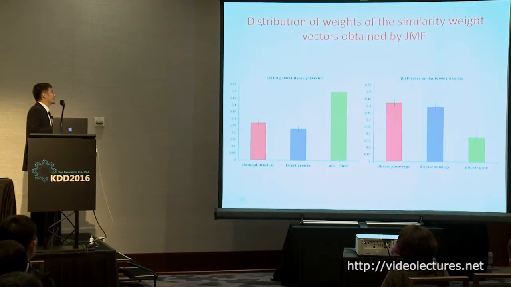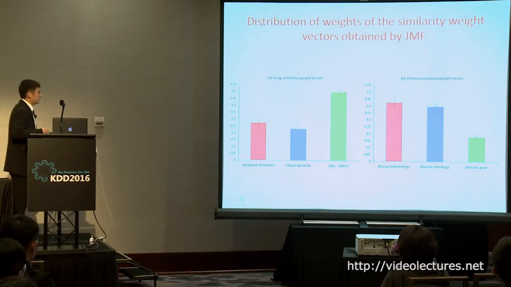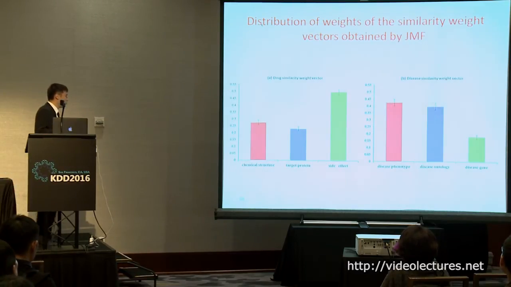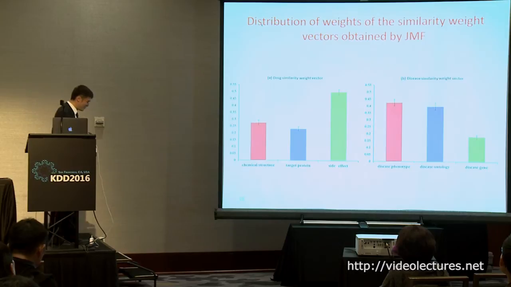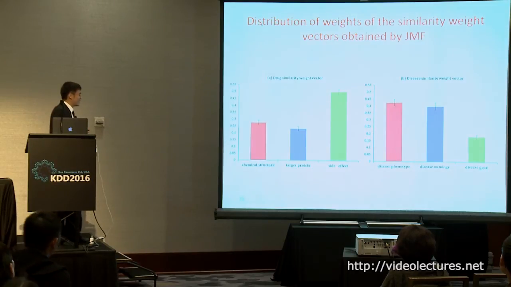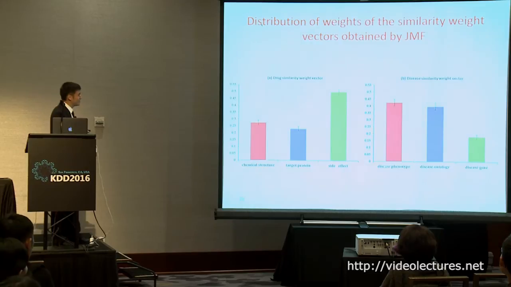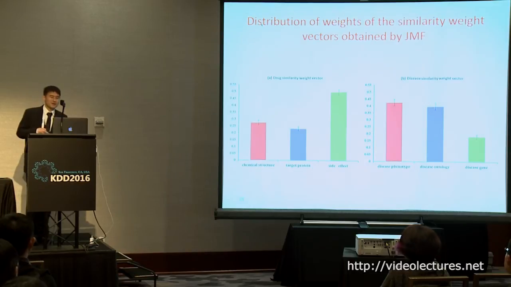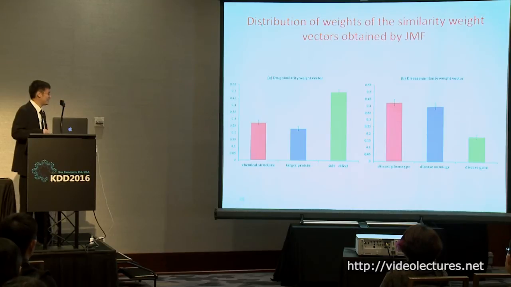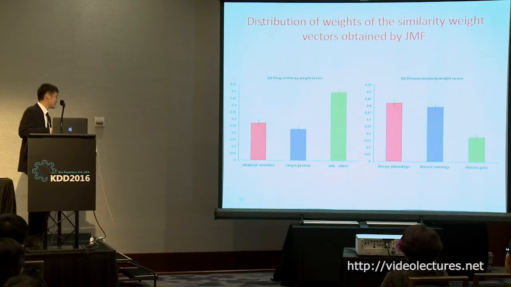And one byproduct of this methodology is that we can compare which data sources contribute more than the other resources. So this is an interesting part of the study. At the end of the day, we find that side effect, disease phenotype and disease ontology have more weight than chemical structure, target, and disease gene. So this is our paper, but some pharmaceutical companies don't like this because they are biological people. They think the chemical structure is good, and the biologists think the target protein is good.